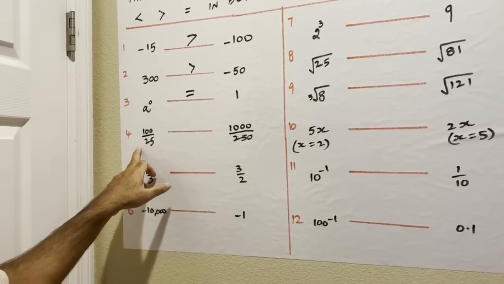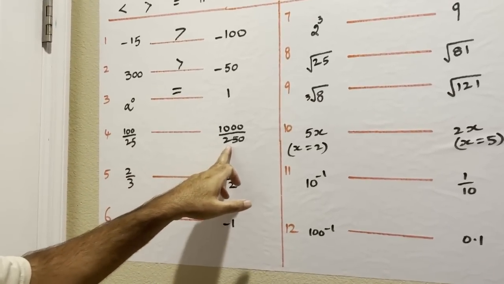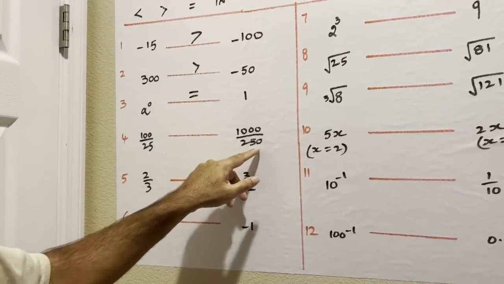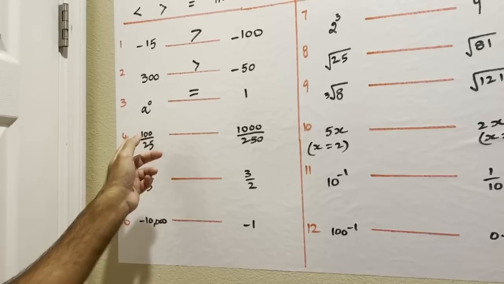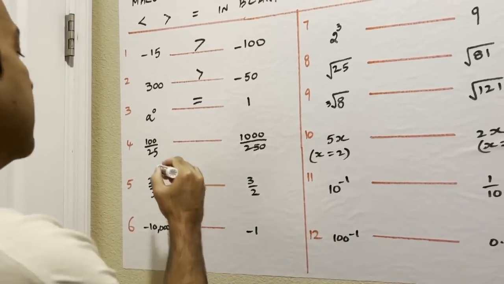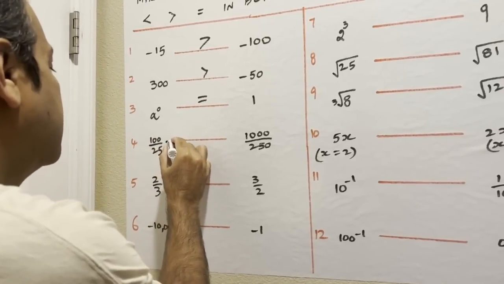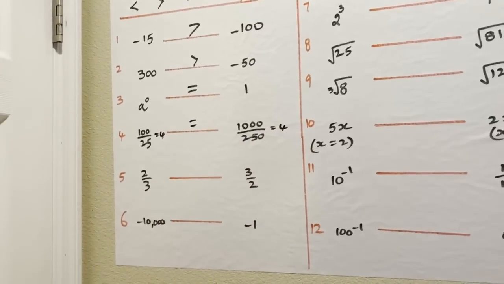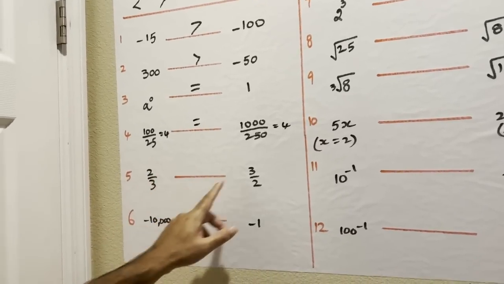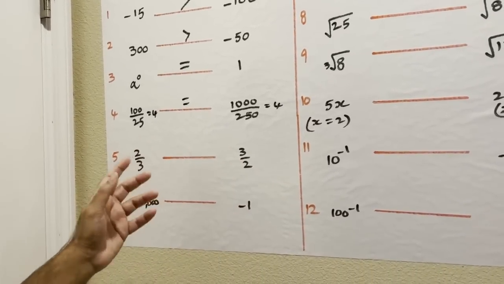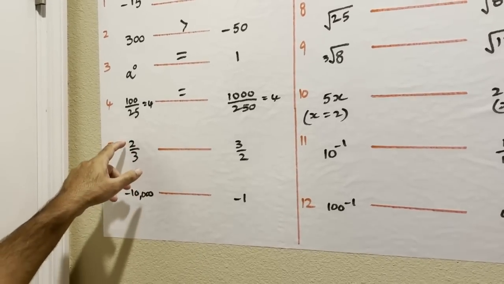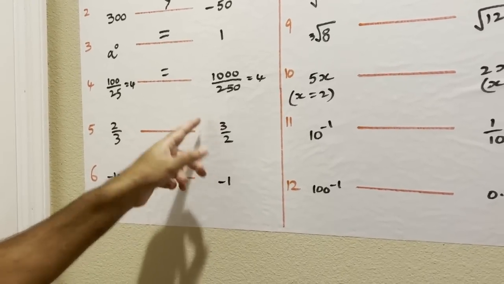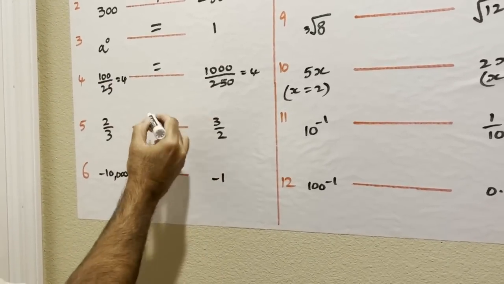100 divided by 25, 1000 divided by 250. 100 by 25 is 4, 1 by 4. 1000 by 250, you can cancel the 0, same as here. 4 equal to 4. So it's equal. 2 divided by 3, 3 divided by 2. You don't actually have to do the math because you see 2 by 3, 3 by 2, when you divide, this number is greater. So it's going to be greater than 1. Obviously, this is greater.